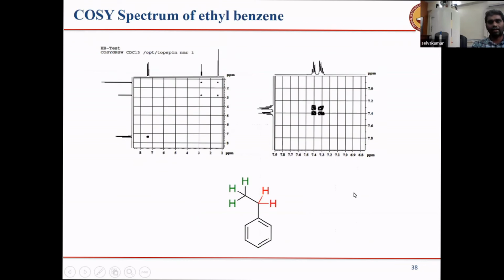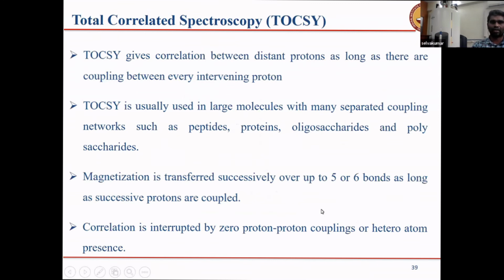Next, this is the COSY spectrum of ethylbenzene. Okay. Here also the same thing. The CH3 and CH2 protons are attached to adjacent carbons. So that's why we are getting the cross peaks here. In the aromatic region also we can get the cross peaks. So these protons are attached to adjacent carbons. This COSY spectrum will give the information about adjacent protons attached to adjacent carbons.